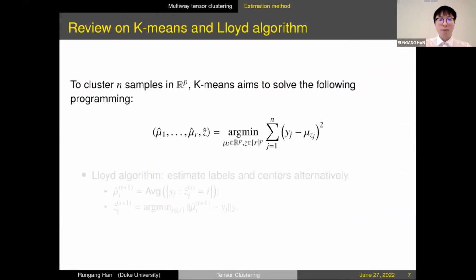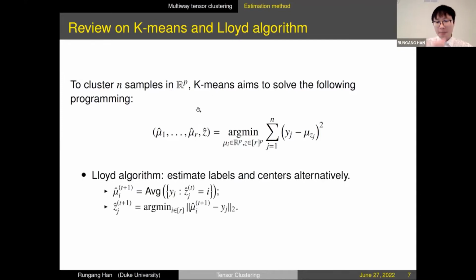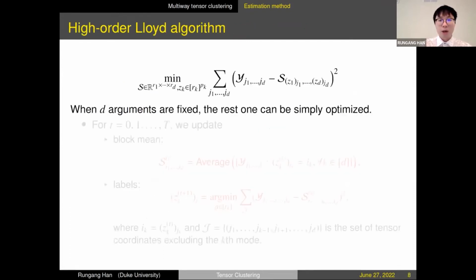So before I discuss the local optimization strategy, let me first do a brief review on K-means and the Lloyd algorithm. Typically in multivariate analysis, if we want to cluster n samples in a p-dimensional Euclidean space, we will want to solve the following K-means programming. And the most practical way to do that is to apply the Lloyd algorithm, in which we estimate the labels and the centers alternately. A similar idea can be used in our setting.